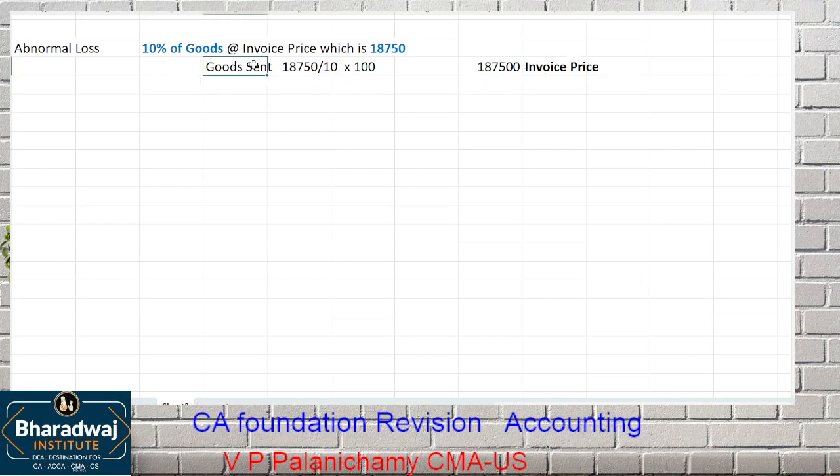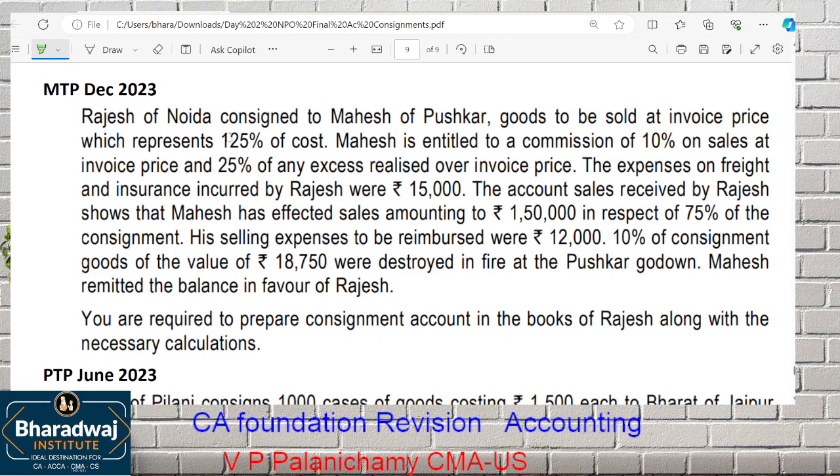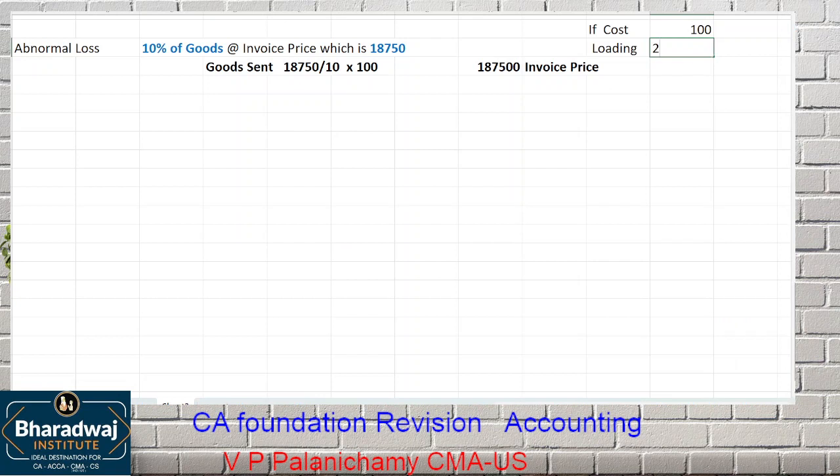Invoice price of the goods sent. Pay attention. Invoice price of the goods sent, how much? 1,87,500. Wait. If cost is 100 rupees, what is the loading, the profit? See what they have said: cost plus, 125% of cost. It means they added profit of 25. Invoice price will be equal to how much? 125.